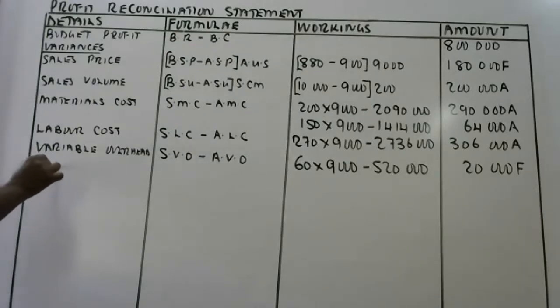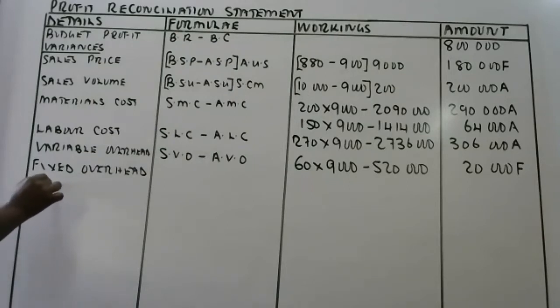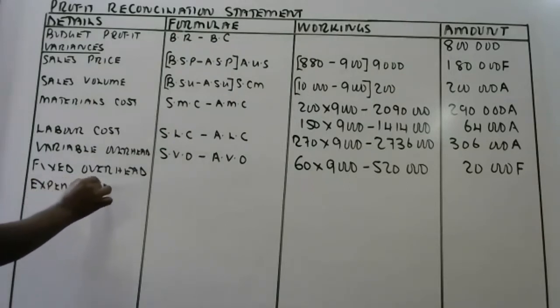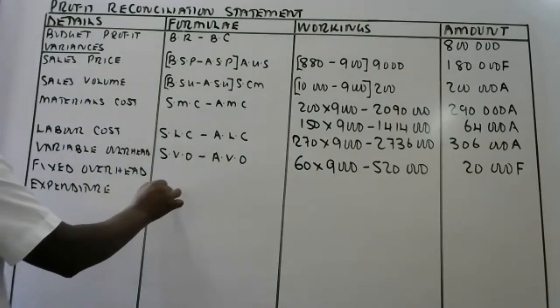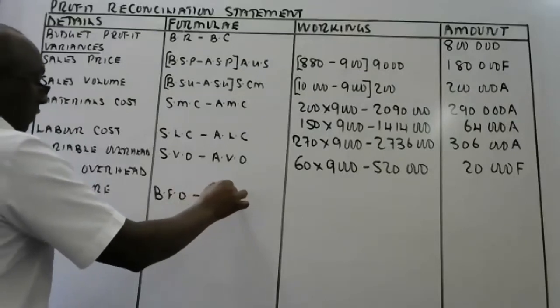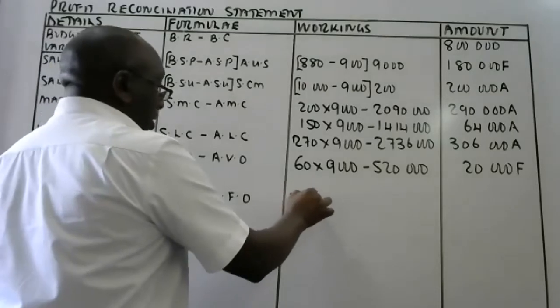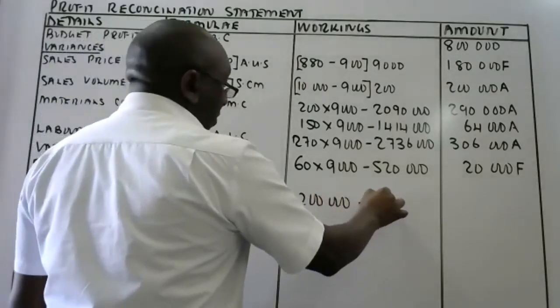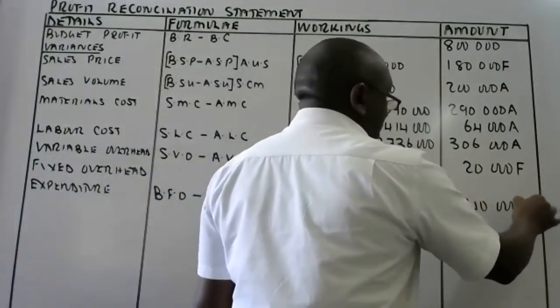Then tukuja kwa fixed overheads. Now fixed overhead, we start with expenditure. Expenditure, tulikuwa tumesema it is budget fixed overheads minus actual fixed overheads. Budget minus actual. So budget, we had earlier on gotten 1.2, actual tukapata 1160, na hivyo tukasema it was 40,000, which was favorable.